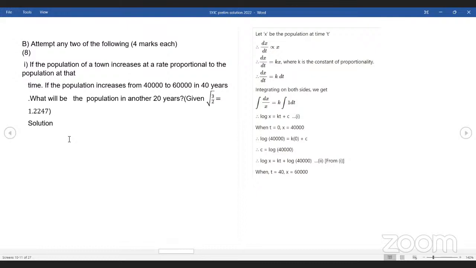Next, B part question, which is related to our last chapter question. If population of town increases at a rate proportional to the population at that time, if population increases from 40,000 to 60,000 in 40 years, what will the population in another 20 years? So first we find here standard equation. That equation log x equal to kt plus c. After applying exponential, you will write that x equal to e raised to kt into a. So you simplify this question. First we find value of c. Or you have written e raised to c equal to a, so find that. And then secondly we use next condition. T equal to 40 years, what is the population? Put that value.